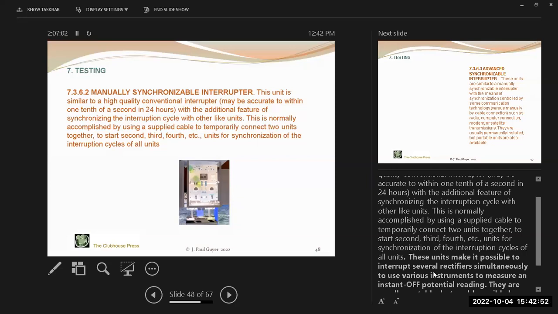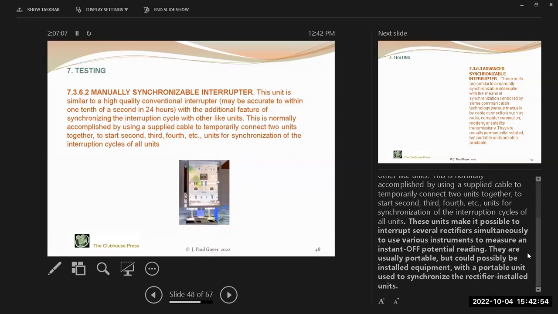It's made possible to interrupt several rectifiers simultaneously, to use various instruments to measure an instant off potential reading. They are usually portable, but could possibly be installed equipment with a portable unit used to synchronize the rectifier installed units.